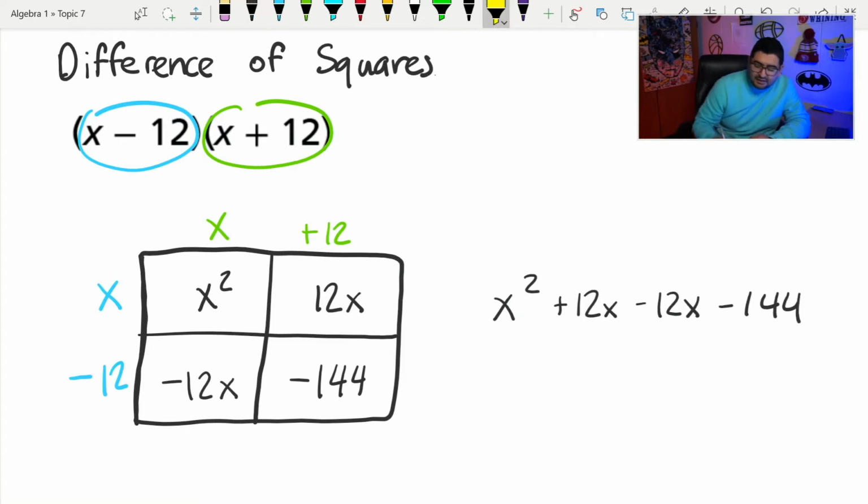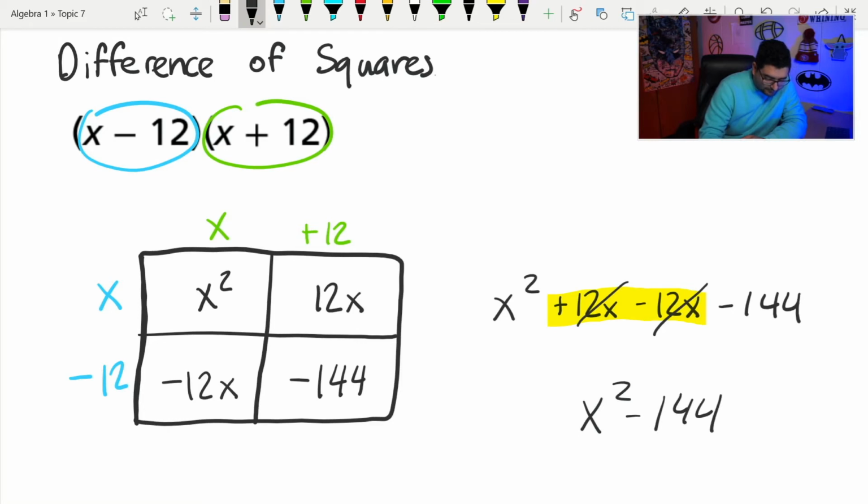We recently covered the sum of squares, which was a different special case where these two terms in the middle were exactly the same. For the difference of squares, you're going to notice that these two terms actually cancel each other out. I have a positive 12x and a negative 12x. If you combine those, they erase each other. It's like they didn't exist. And I'm left with x squared minus 144.